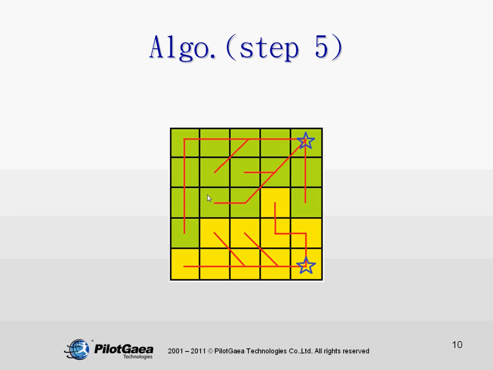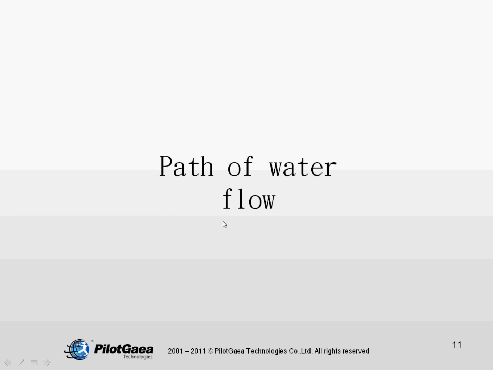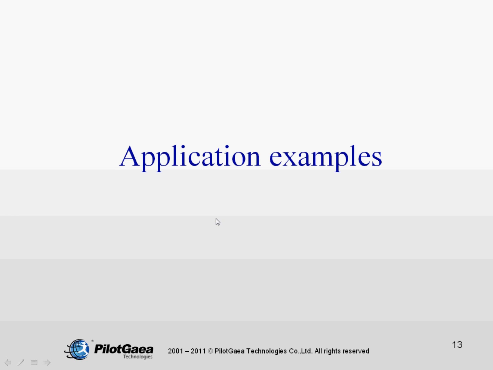In this figure, the blue star here and here is the root, also meaning the confluence. The green area here and the yellow area are the two catchment regions. The following shows the path of water flow. The following shows some application examples.